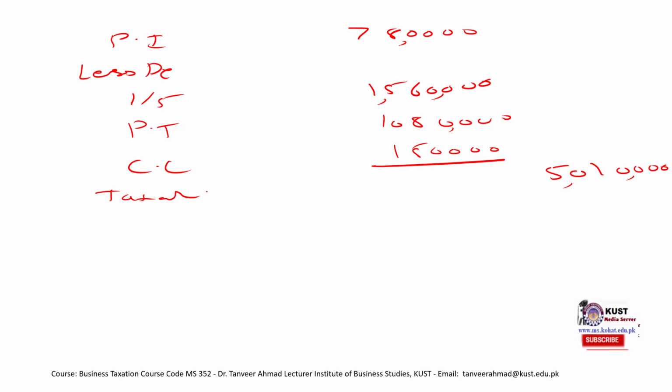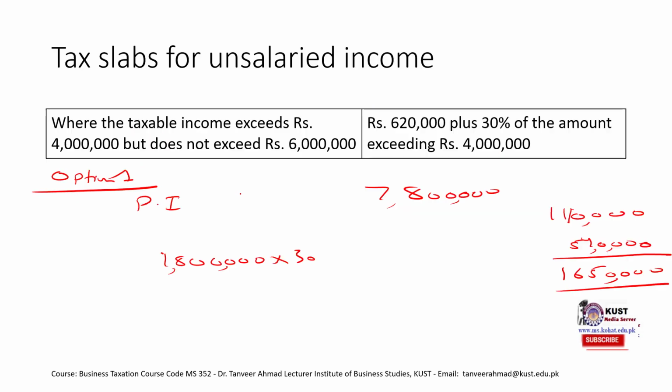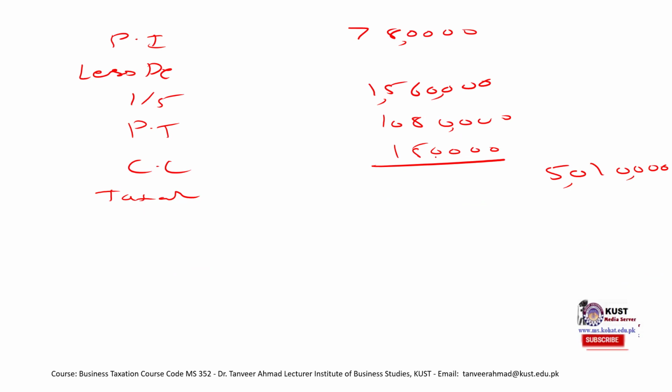Now we need to calculate tax on this. In this case, the slab that would be followed would be the tax slab for unsalaried income. We will discuss these slabs later on, but for this specific example I have copied this slab over here. We haven't yet covered these slabs. The slab says that income exceeding 40 million but not exceeding 60 million, the amount would be 6,20,000 plus 30% of amount exceeding 4 million. So in this case it exceeds 4 million but does not exceed 6 million.